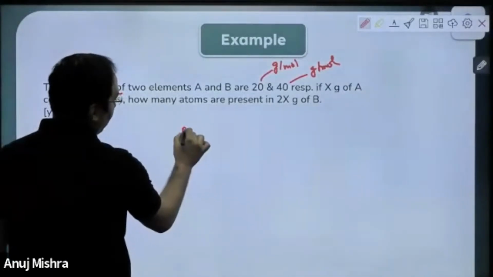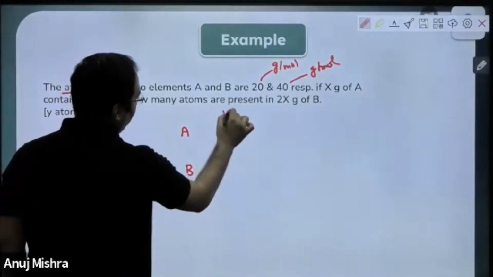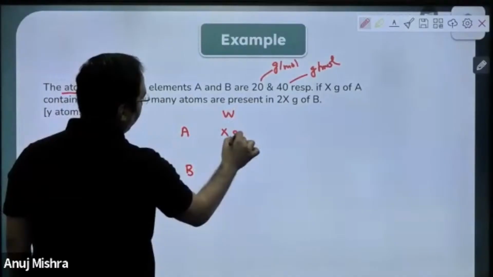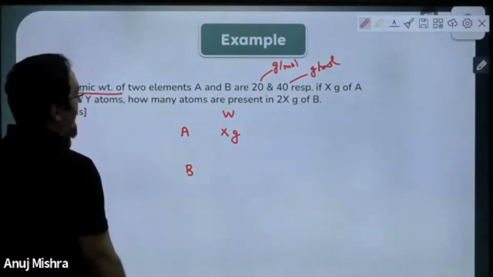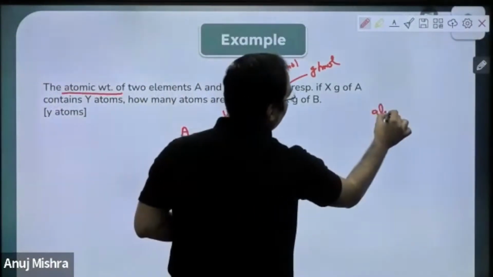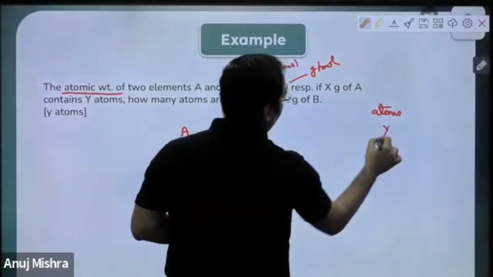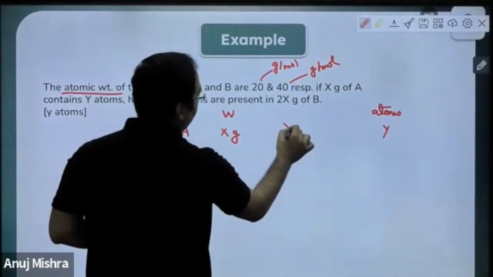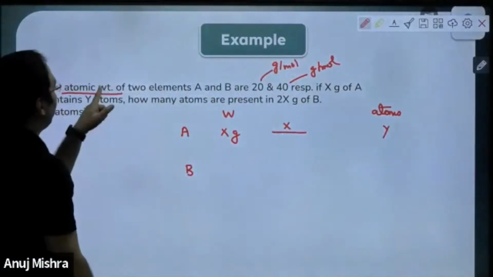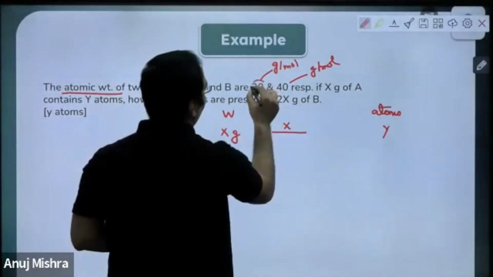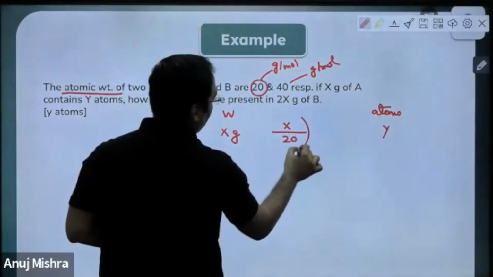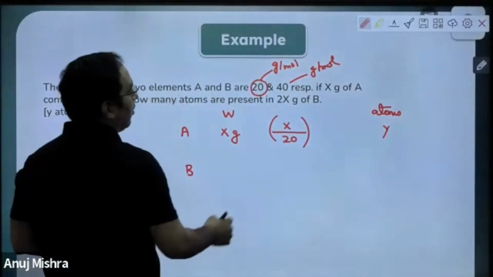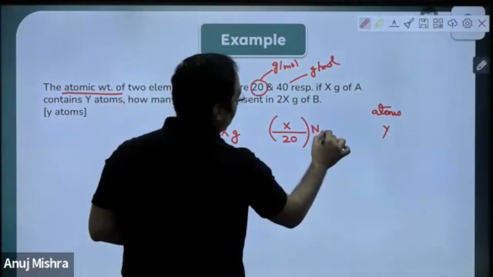So A you have written, and B. Weight is X gram. Atoms, how many does it have? Y. So X gram is the weight. Divide X gram by the atomic weight of A. How much is the atomic weight? Divide by 20 units. Moles are obtained. Multiply the moles by Na.